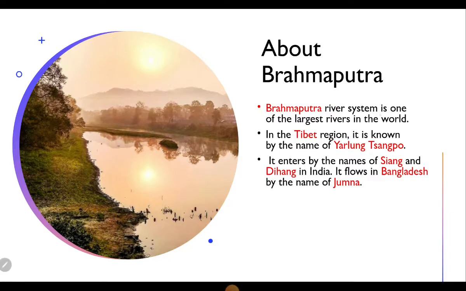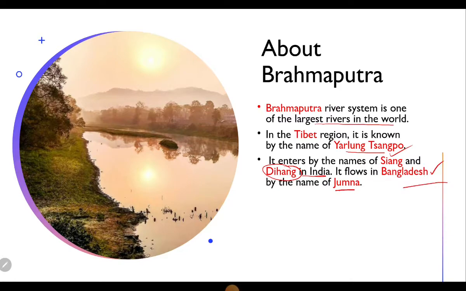So, the River Brahmaputra river system is one of the largest river systems in the world. Remember, one of the largest river systems. In the Tibet region, it is known by the name of Yarlung Sangpo. It enters India by the names of Siang and Dihang. It enters by both these names. And by the name of Jamuna, it flows in Bangladesh.